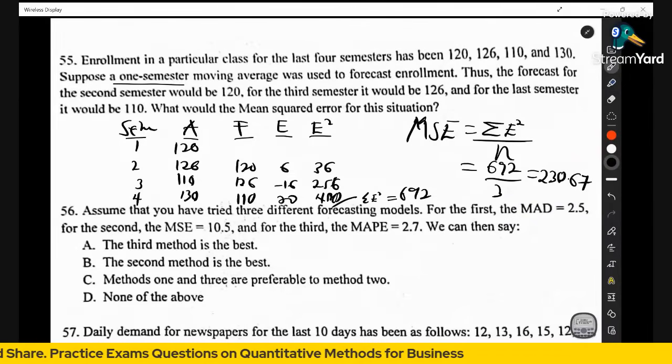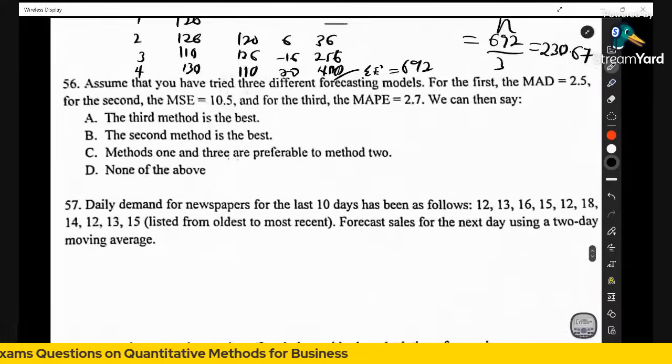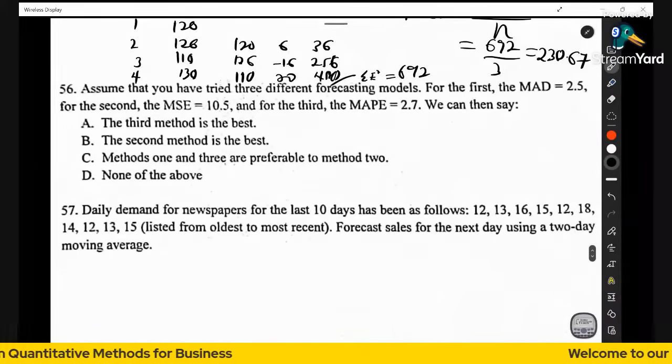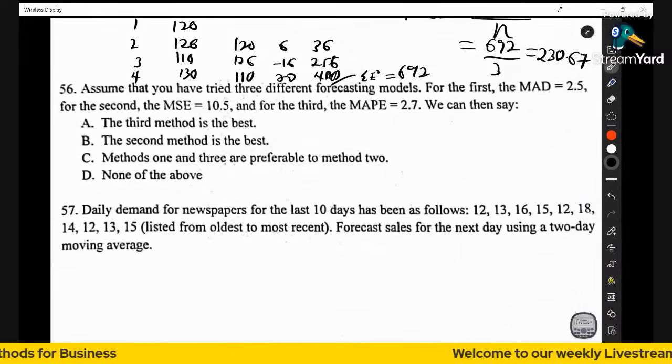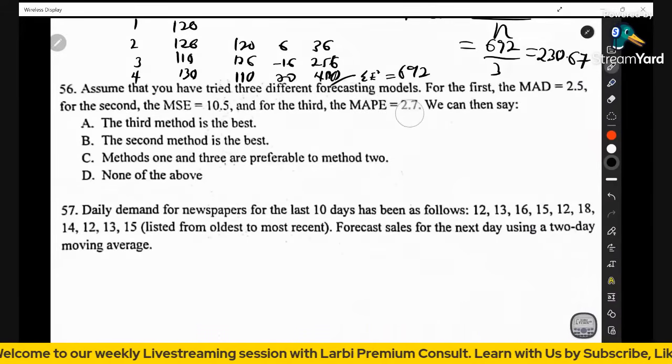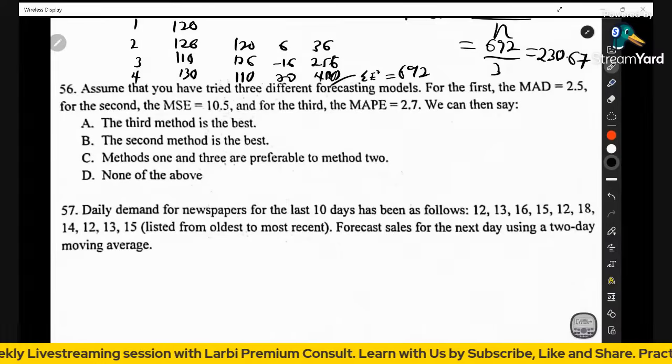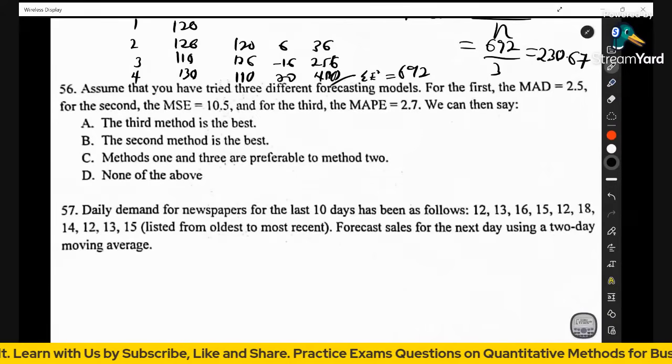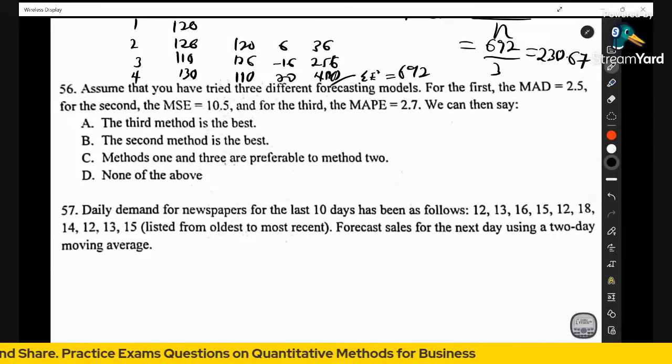So let's be guided about this. Question 56. Assume that you have tried 3 different forecasting models. For the first, the mean absolute deviation was 2.5. Second, the mean square error was 10.5. And third, the mean absolute percentage error was 2.7. We can say then, A, the third method is the best. B, the second method is the best. C, methods 1 and 3 are preferable to method 2. And D, none of the above.